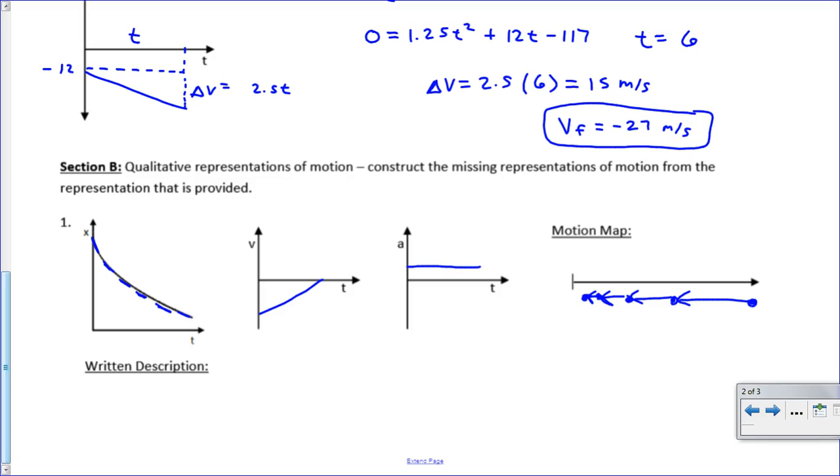Okay, then we also need to have acceleration vectors on these. If it's slowing down, the acceleration vector goes the opposite of the direction of the velocity vector. So these are going here off to the right. The other reason we know that acceleration is off to the right is because if you look at the acceleration versus time graph, the acceleration is positive, so positive is off to the right.